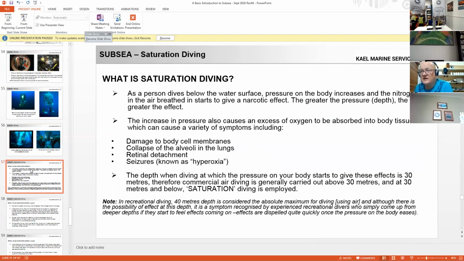The depth when diving at which the pressure in your body starts to give these effects is around 30 meters. Therefore, commercial air diving is generally carried out above 30 meters, and at 30 meters and below, saturation diving is employed.